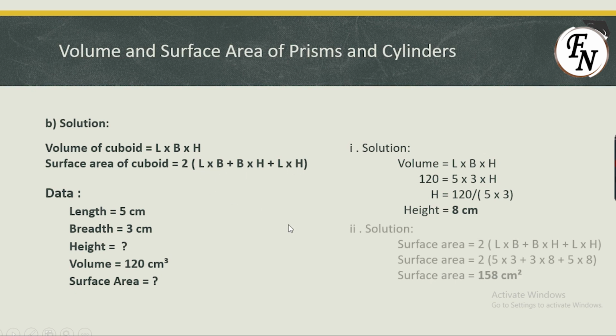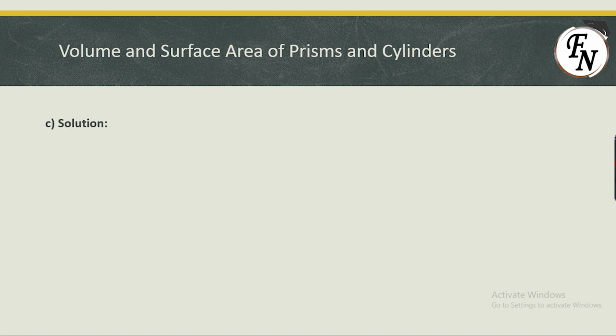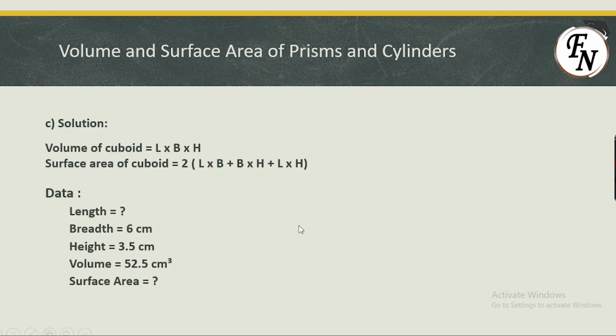And here it is. I have just put the values in it and used BODMAS to evaluate the inner part of the bracket and then multiplied it by 2 to obtain 158 centimeters square, which was the surface area. Now the C part. In the C part we had length missing, and breadth, height and volume are given. So again, a similar case: in the previous case we had height missing, now the length is missing. So we can apply the formula as we did earlier.